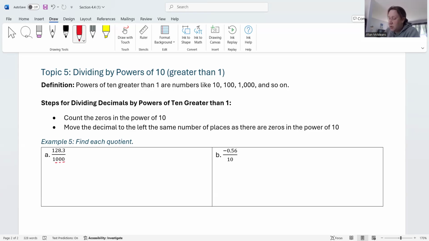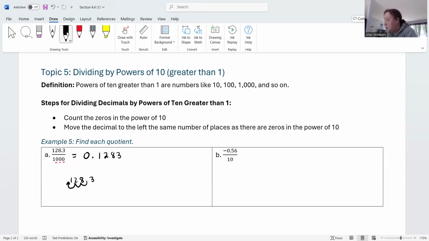Okay? So let's look at the numerator. The 128.3, because I'm dividing it by a power of 10 with 3 zeros, I can move my decimal to the left 1, 2, 3 times. So that tells me this is equal to 0.1283. It's that simple. This is way quicker than dividing using long division. You certainly could, but why not reduce the time you're working if you can?